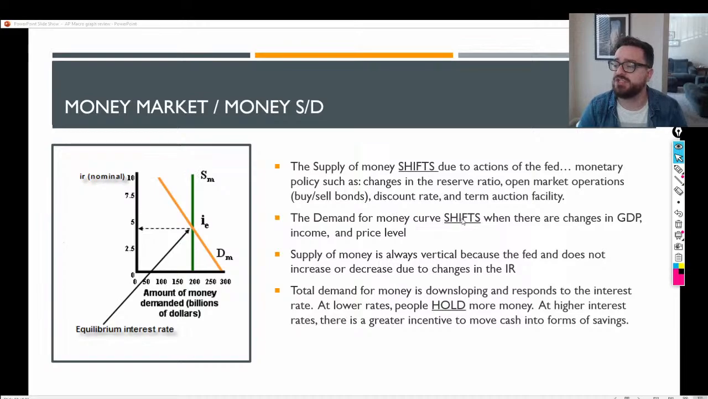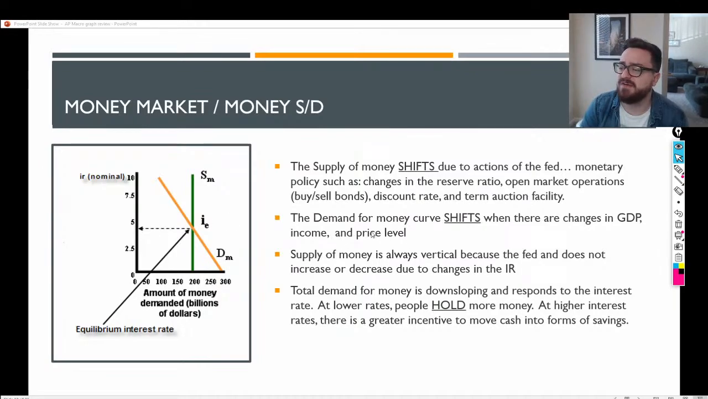The demand curve shifts when there's changes in things like GDP, income, and price level because if you have more money, you spend more money, which means you have more spendable money. So an increase in GDP or income would increase the demand for money. A decrease in GDP or income would decrease the demand for money because you don't have as much spendable money if you're poorer. That's just how that works.